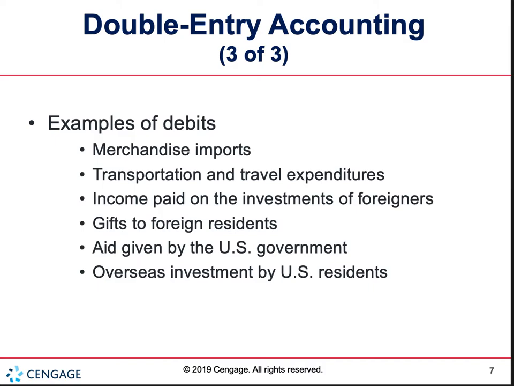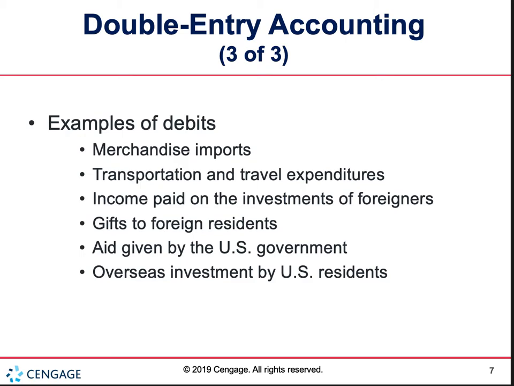Examples of debits are merchandise imports, transportation and travel expenditures, income paid on the investments of foreigners, gifts to foreign residents, aid given by the U.S. government, and overseas investment by U.S. residents. So basically stuff that's leaving this country, we're paying for these products, or any time a payment is made to other individuals outside of our country. That's the key distinction.